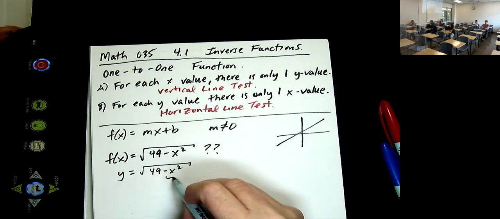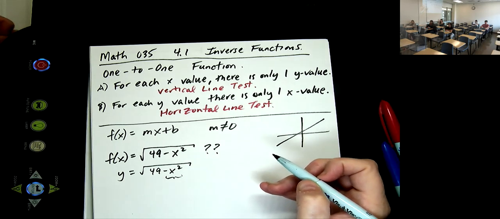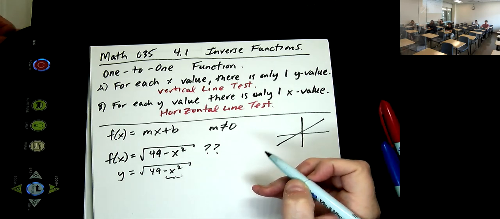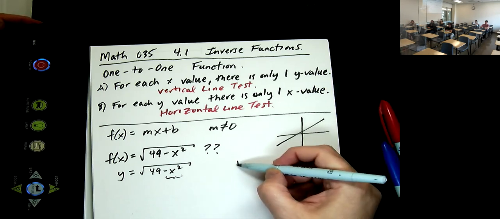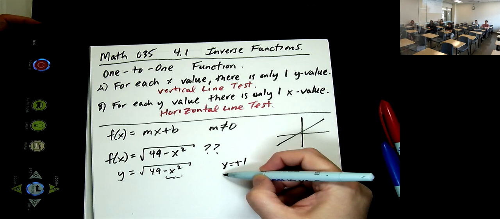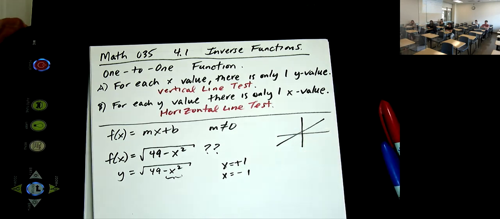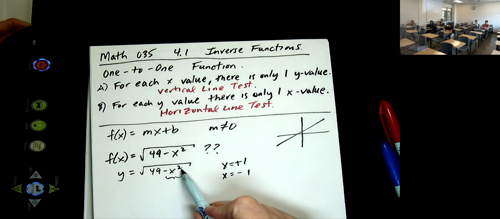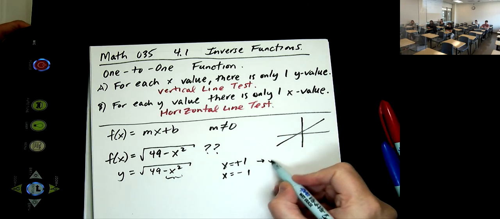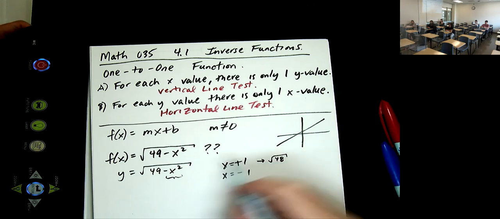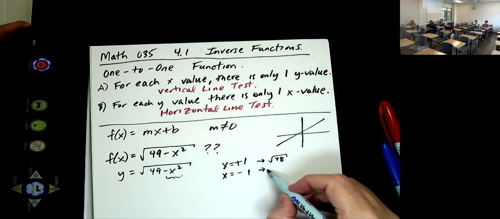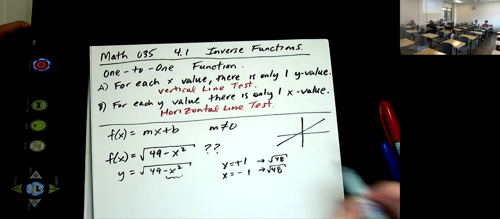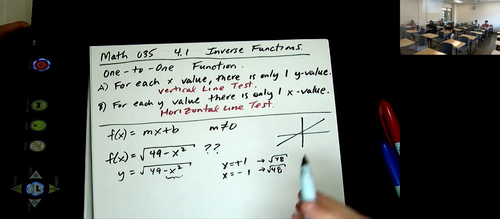What does x squared do? What happens if I stick in 1 for x? What happens if I stick in -1? 49 minus 1 squared is the square root of 48. And the square root of 49 minus -1 squared is also the square root of 48. This is not one-to-one.